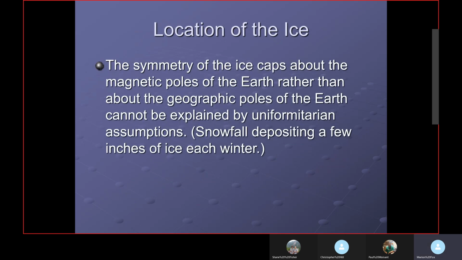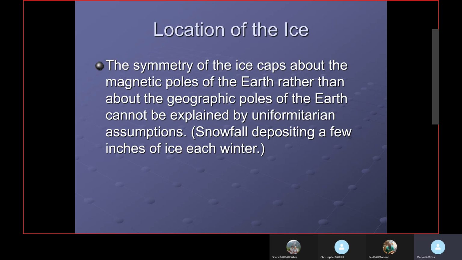The symmetry of the ice caps about the magnetic poles of the Earth rather than the geographic poles of the Earth cannot be explained by uniformitarian assumptions. Snowfall depositing a few inches of ice each year, that's uniformitarian assumptions. Notice, remember, as we said early in this study, uniformitarianism has been rejected, yet they use uniformitarian arguments. They fall back on them over and over and over again.